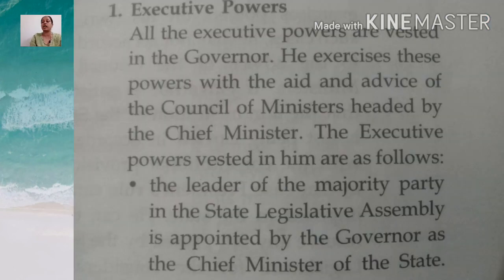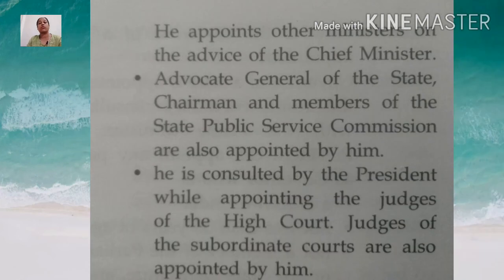The executive powers vested in him are as follows. The leader of the majority party in the state legislative assembly is appointed by the governor as the chief minister of the state. So in simple words we can say that the chief minister is appointed by the governor. He appoints other ministers on the advice of the chief minister. The chief minister advises the governor, and the governor appoints the other ministers on that advice.